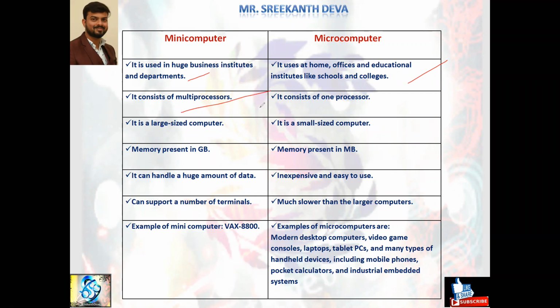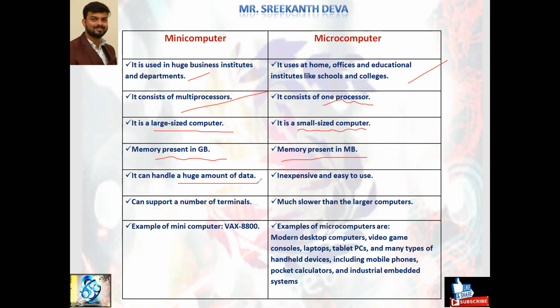Minicomputers consist of multiple processors, but microcomputers consist of a single processor. A minicomputer is a large-sized computer. The microcomputer is a small-sized computer. Minicomputer memory is presented in gigabytes, terabytes, like that. You can just assume it. Microcomputer memory is represented in megabytes. Here also the memory measurement units come at a higher level. This is just a sample example I provided.